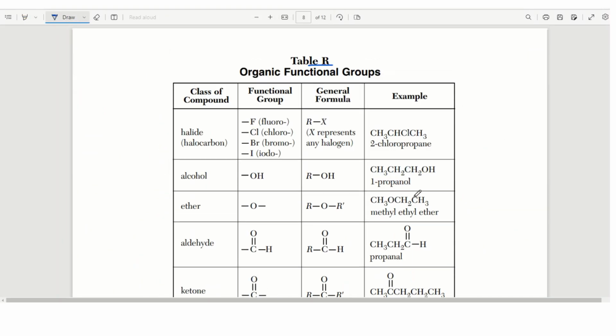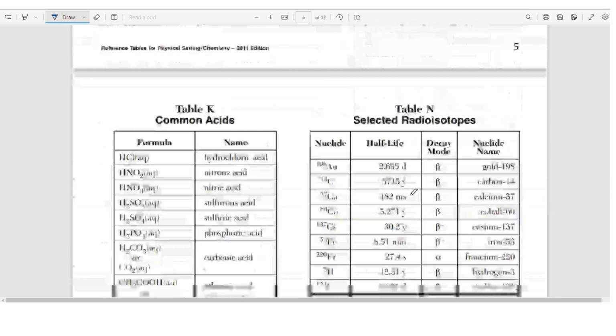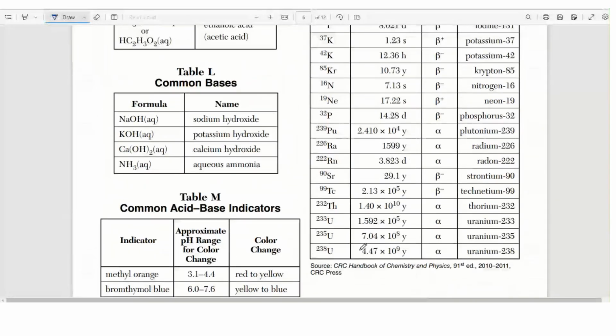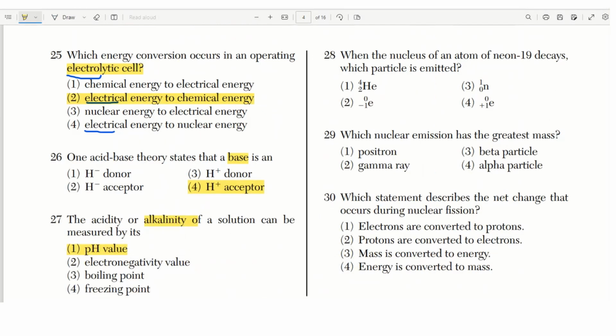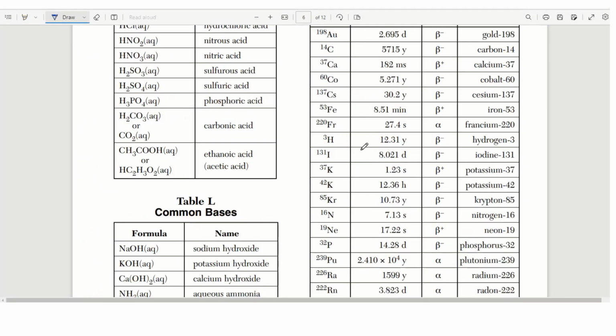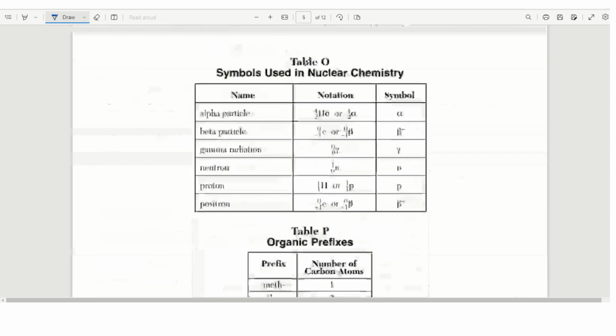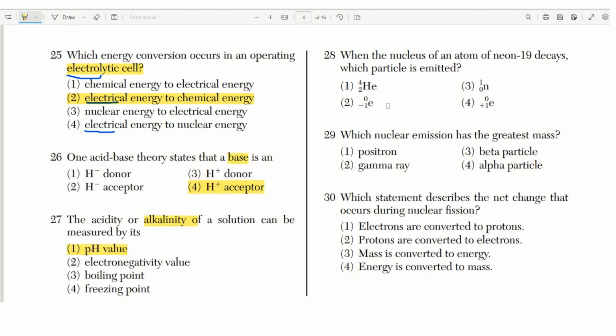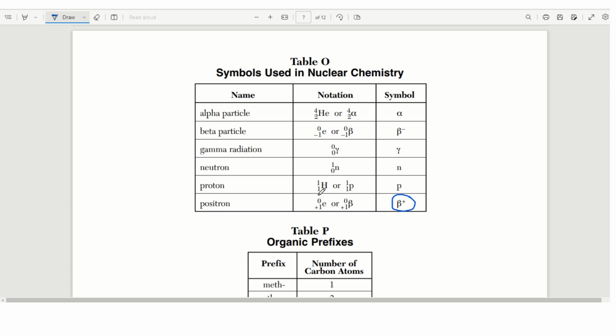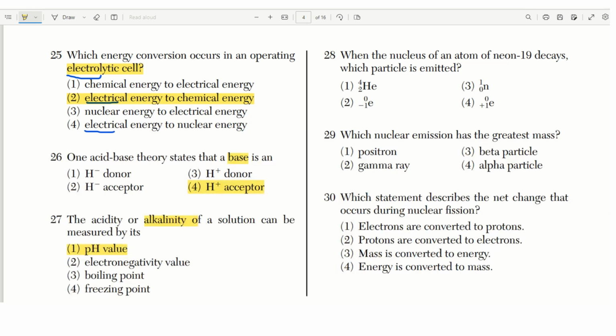So I need to go to Table N. And in Table N, I need to find neon-19. Here we go. This is the particle. Go to Table O. So my answer is a positron, but I can represent it one of these two ways. So it is going to be right here.